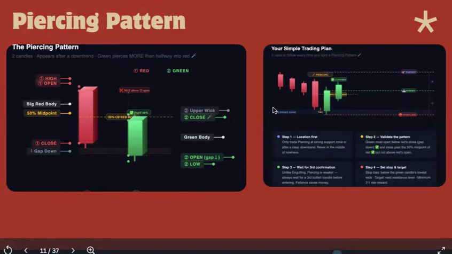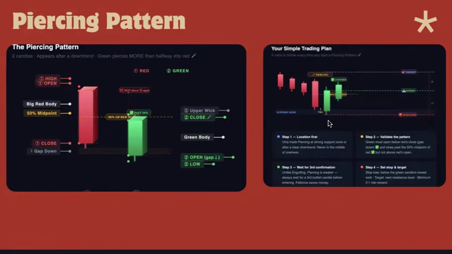4-step trading plan. Location: it should appear at the support zone. Validation: it should gap down and close at the 50%, which it's closing over here. And wait for the confirmation candle. The next candle is also bullish. So your entry is at the close of the next confirmation candle or at the pullback, and your target is your next resistance.